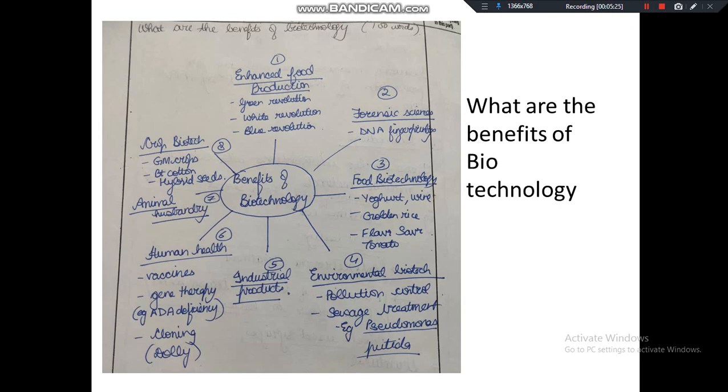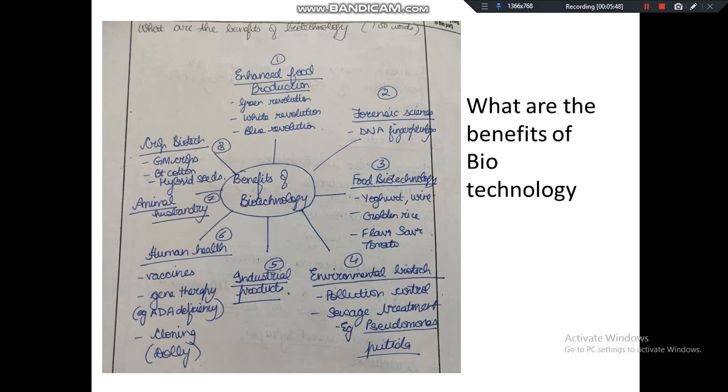Next is food biotechnology, yogurt, rice, golden rice, wine, flavor saver tomato. This comes under food biotechnology. Then environmental biotechnology, pollution control, sewage treatment, for example, use of Pseudomonas putida, which is also known as a superbug, which helps in clearing oil spills by a natural method. Next is industrial products. Next is human health, for example, vaccines, gene therapy, for example, ADA deficiency.